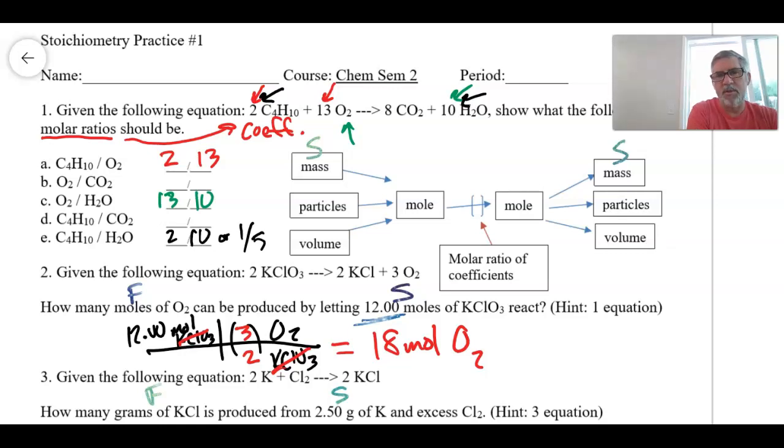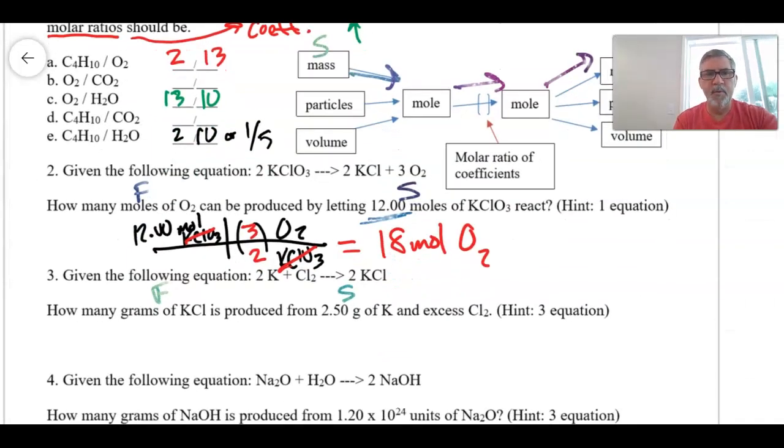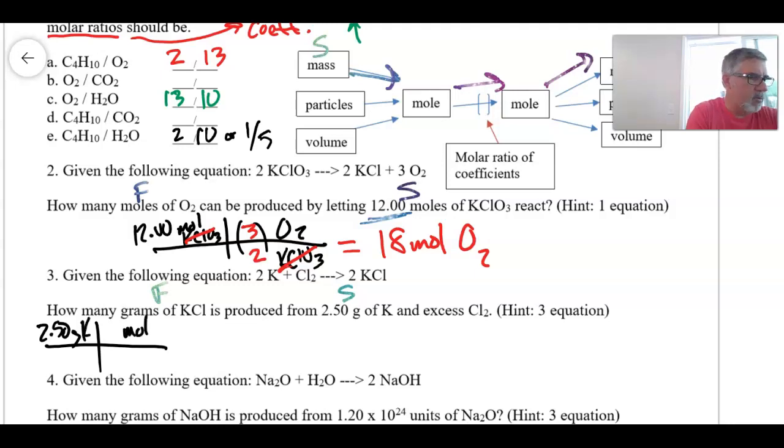So remember, number of equations I need. I need 1 equation there, I need 2, I need 3 separate equations to get this done. My first equation is a mass to mole. So I go mass to mole, I got 2.50 grams. I'll go mole, and my K is 39.10 grams.